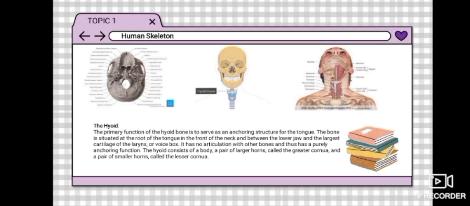The hyoid consists of a body, a pair of larger horns called the greater cornua, and a pair of smaller horns called the lesser cornua.